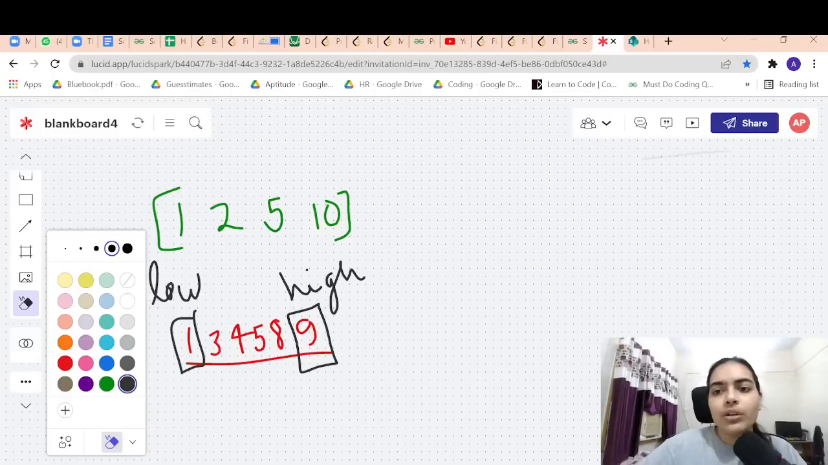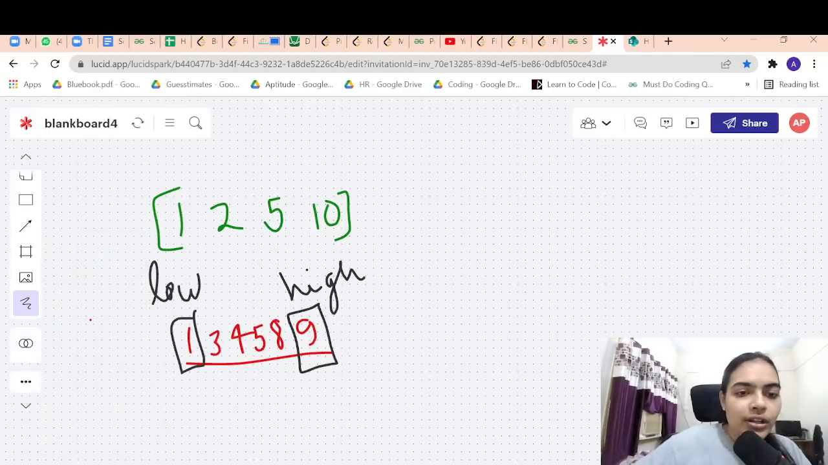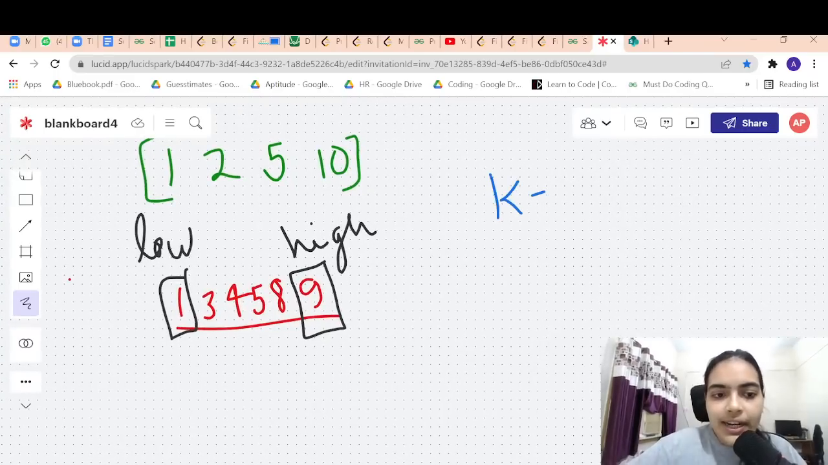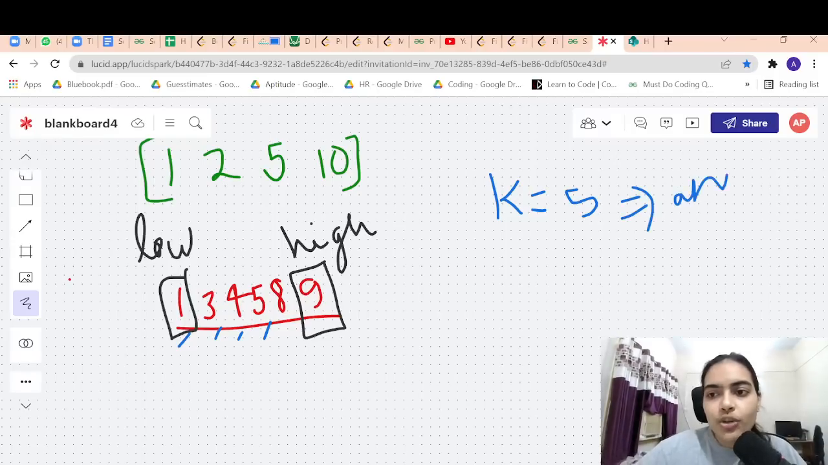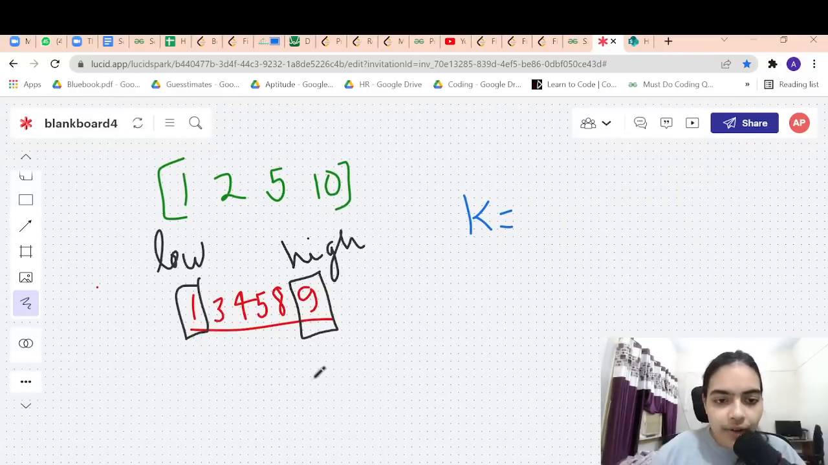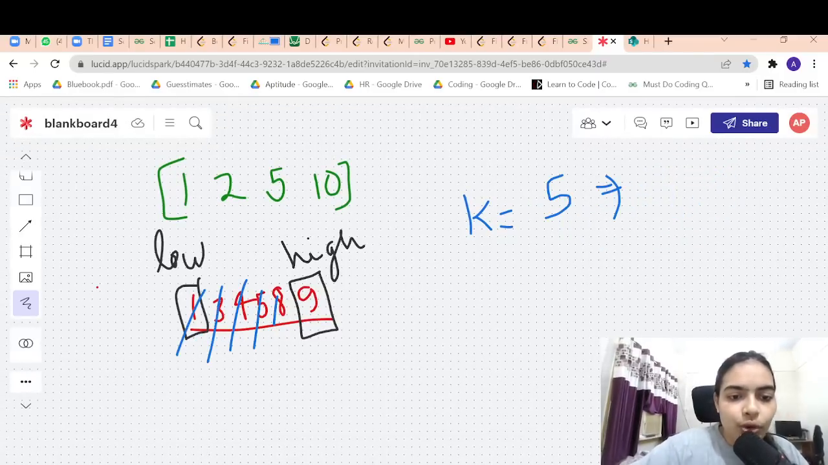Now what will we do? Now let's try to find our answer. Let's take an example. Let's say my k is equal to 5. So what should be my answer? My answer should be 8. Let's see how we can arrive at this answer 8. If my k is equal to 5, the fifth smallest, 1, 2, 3, 4, 5, it should be 8.